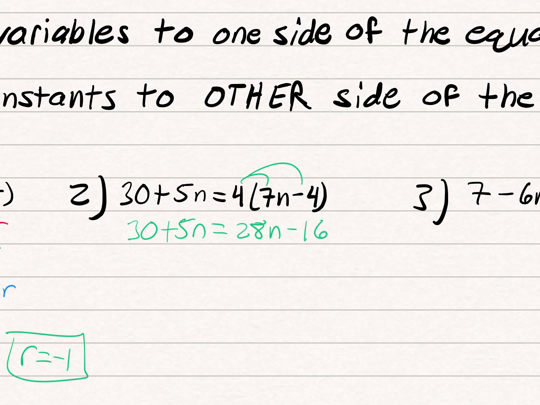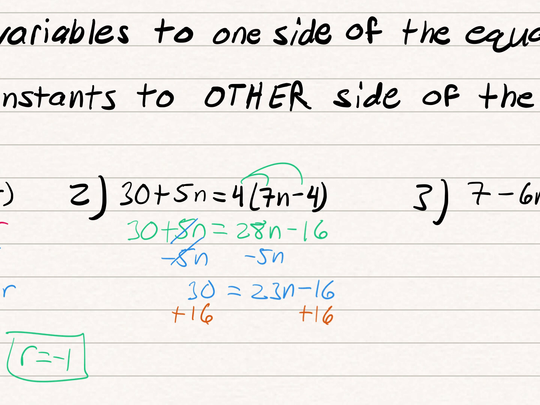And then you want to get your constants to one side, variables on the other. So why don't we subtract 5n? Let's subtract 5n on both sides. And then we should get 30, since 5n minus 5n goes away. 30 equals 28n minus 5n, which should be 23n. And then minus 16. And then we want to get the constants to the other side. So let's add 16 on both sides.